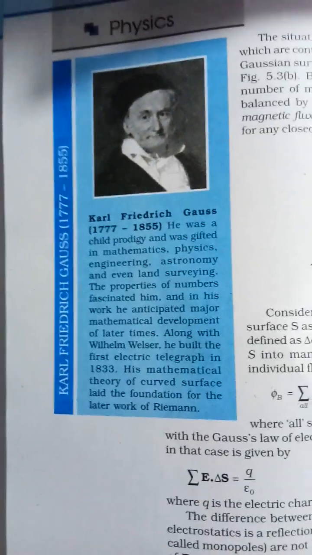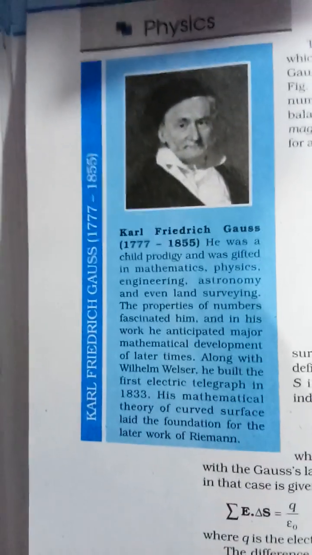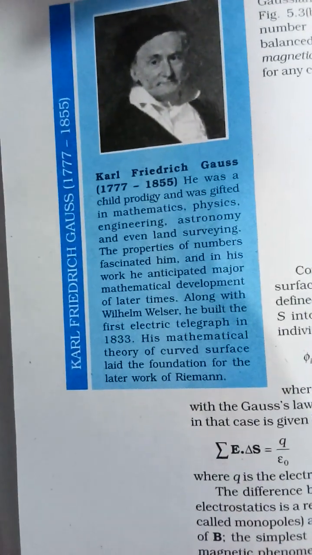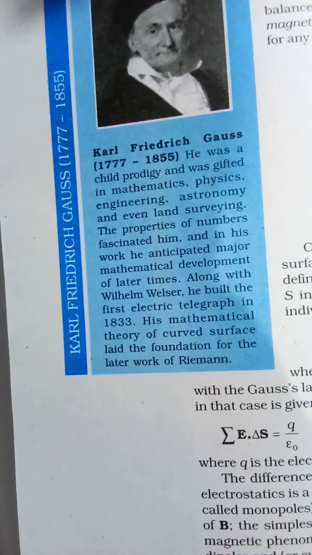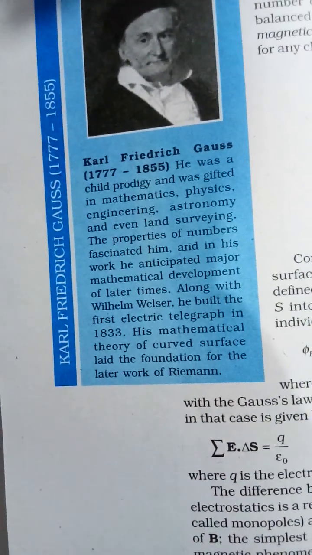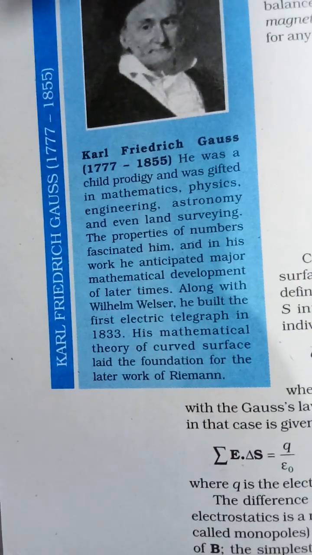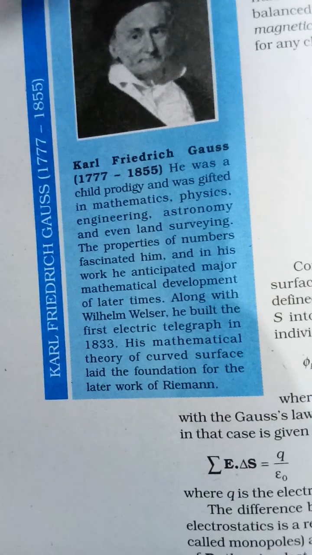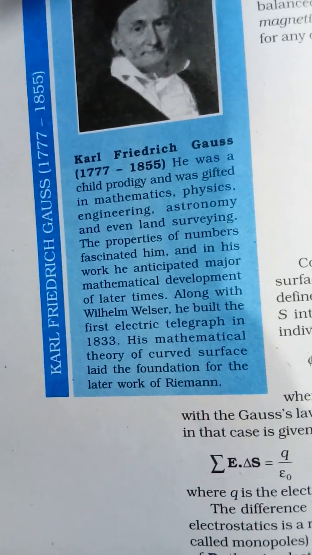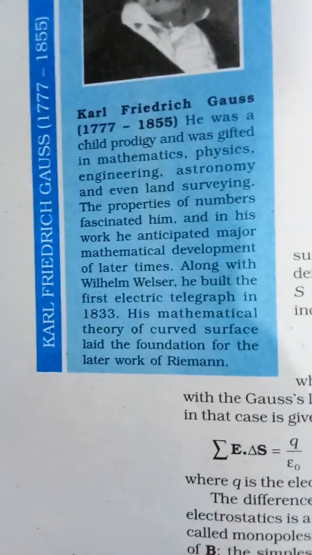Dear physics aspirants, right now I have the physics book of +2 level, and here you will see the figure of Carl Friedrich Gauss, born in 1777 and died 1855. He was a child prodigy and was gifted in mathematics, physics and engineering, astronomy, and even land surveying.